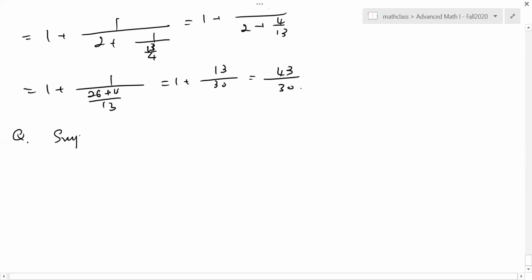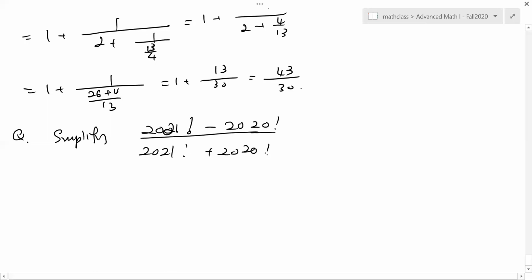Yeah, simplify. Let's do a quick review. Simplify this: 2021 factorial minus 2020 factorial, divided by 2021 factorial plus 2020 factorial.